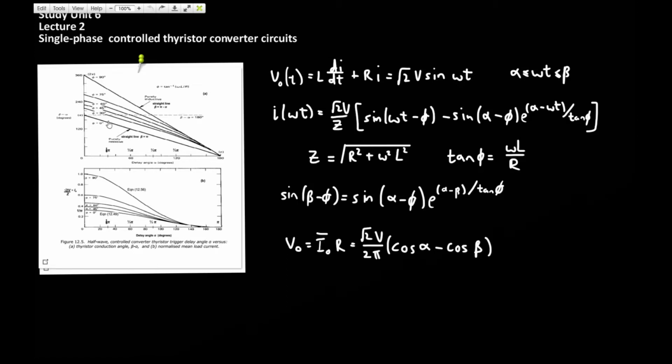So on the lowest curve here with phi equal to 0 degrees, the load is purely resistive. When phi is equal to 90 degrees, there is no resistive component to the load, and the load behaves as a purely inductive element. Finally, the mean output voltage is simply the mean output current multiplied by R, and is root 2 V divided by 2 pi, times cos alpha minus cos beta.